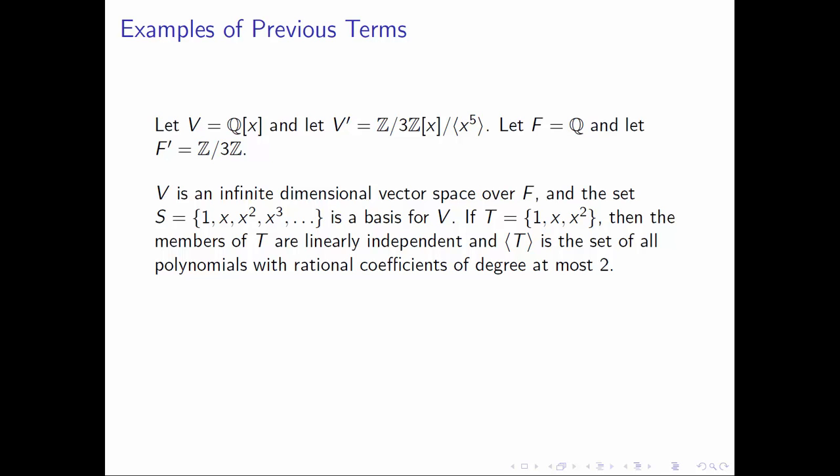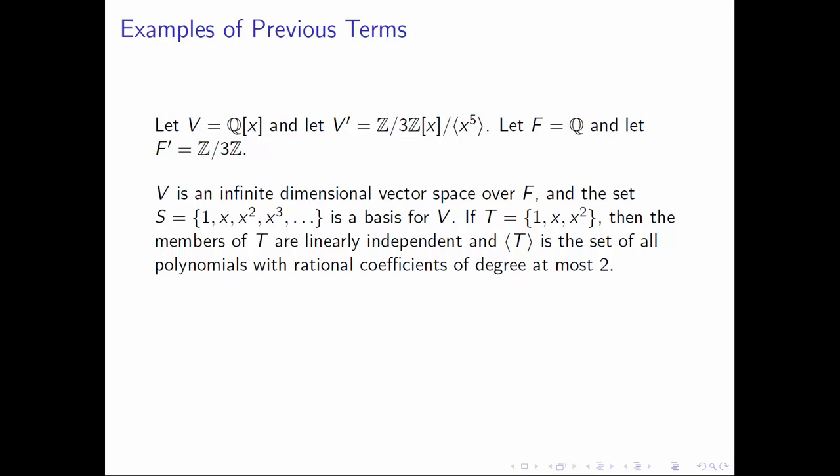So what we really need is an element 1 in order to generate all the members of Q, and then we need x, x squared, x cubed, x fourth, and we actually need every single power of x in order to build every single polynomial we could imagine. And so that set, 1, x, x squared, x cubed, and so on and so forth, is an example of a basis for V.